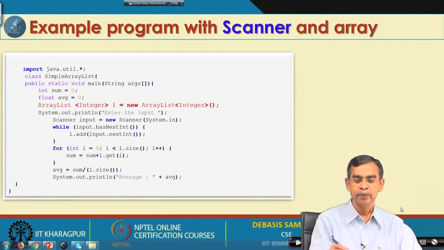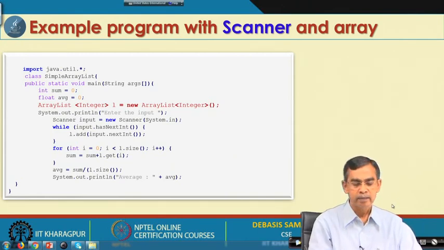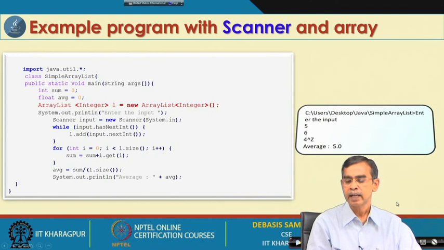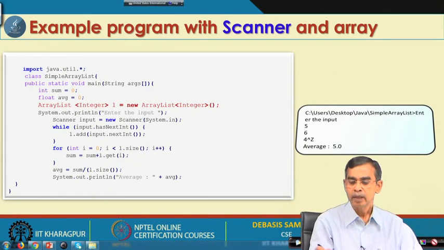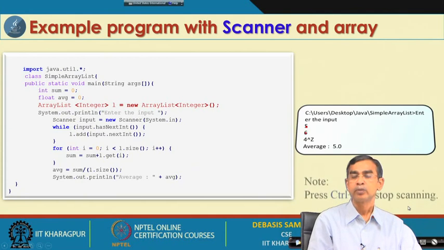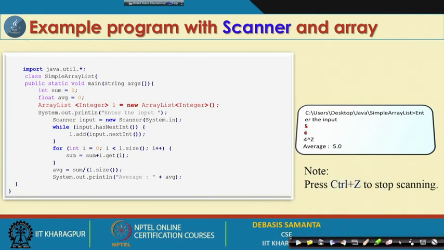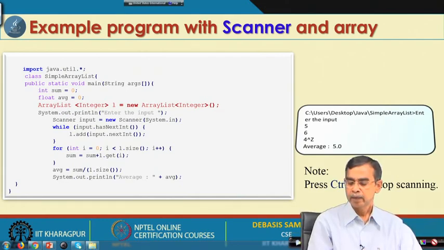Now let us see how it will give the output if you run this program. It is like this. It asks you to enter the input, then you type 5, 6, 4, and to stop entering input you should press Ctrl Z. Ctrl Z indicates termination of scanning. Once it terminates, the program will run and print the average value. For example, the input is 5, 6, 4, and the average value is 5.